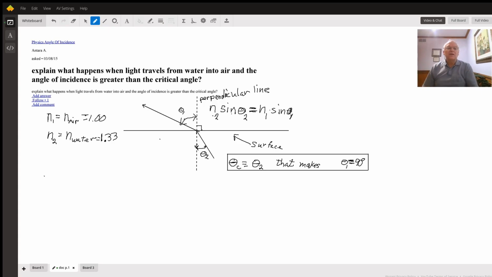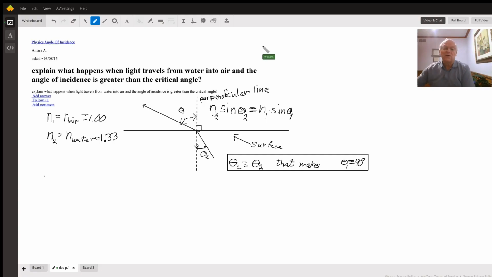We're going to talk today about what happens when light travels from water into air and the angle of incidence is greater than the critical angle. Well, let's just talk about the transfer in particular in order to understand what the critical angle means.